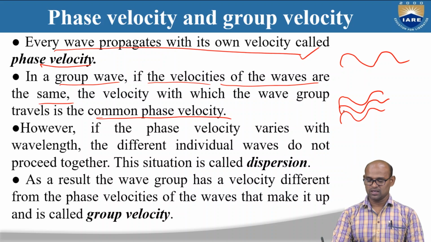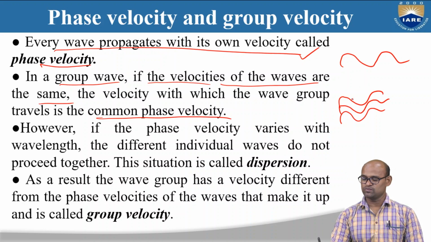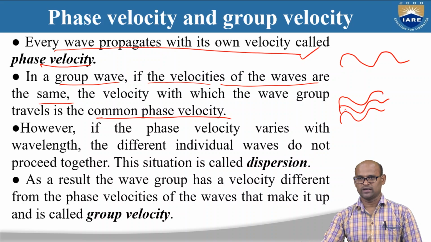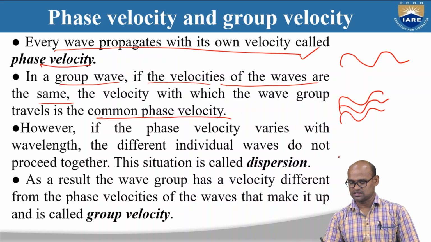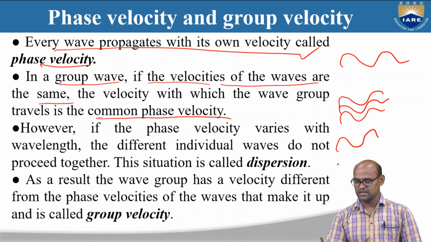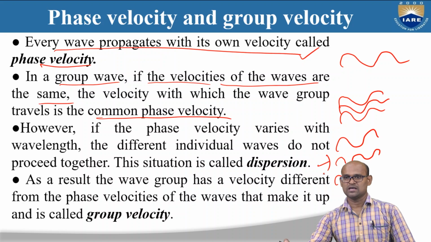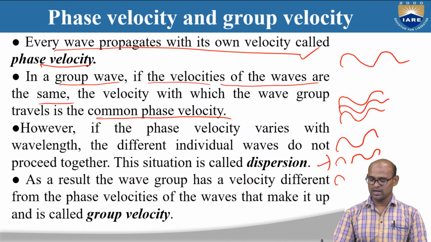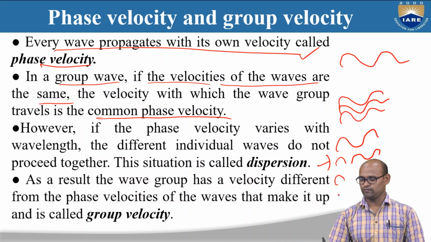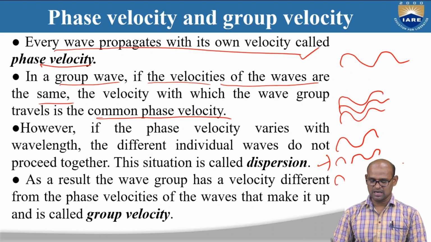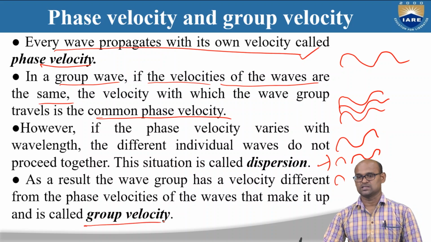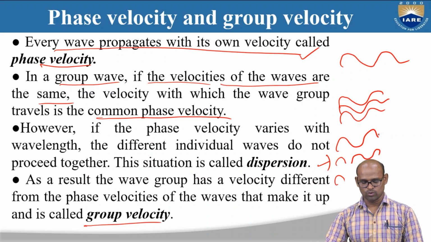Next, if the velocities of these waves in the wave group are different, each wave has a different velocity, for example, this wave has one velocity, this wave has another, then I cannot call the wave group's velocity a common phase velocity. Then I am going to say that there is a group velocity. The wave group has a group velocity.